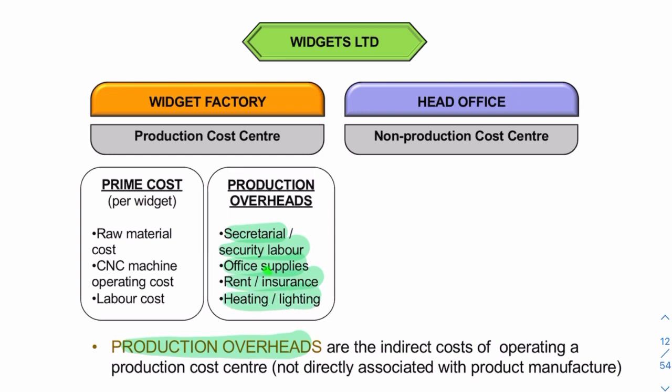The factory itself will have security staff, secretarial staff, stationery, rent, insurance, heating, lighting, all these things. Are these things necessary to produce the widgets? Yes, of course. So these things are necessary to operate the factory, and the factory produces the widgets. But these are not prime costs because they don't relate directly to the raw material or the labor or the machine costs. All right? So together, these two costs constitute the production overheads.